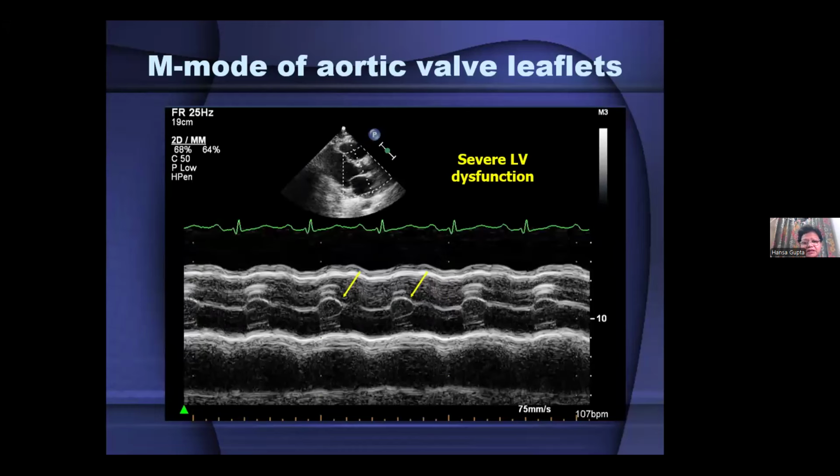See now what has happened in the severe LV dysfunction. The parallelogram has disappeared, and now the valve leaflets are closing so early. See, because of the poor cardiac output. All right, so all these findings you must elicit, because once you know, then only you will elicit. So all of them have to be taken up together to reach a diagnosis.